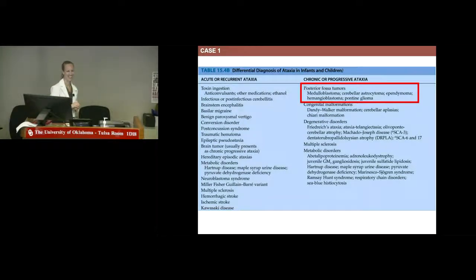Yes, ma'am. If we're talking about truncal ataxia, though, does it matter that it's ipsilateral? No. The appendicular is what matters. The appendicular will be on the side of the lesion. Okay, so basically, if there's anything to do with truncal ataxia, it's just going to be the whole. Yeah. All right, so chronic or progressive ataxia, posterior fossa tumor is right in line.